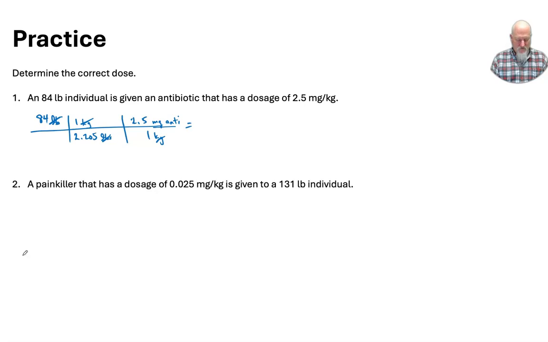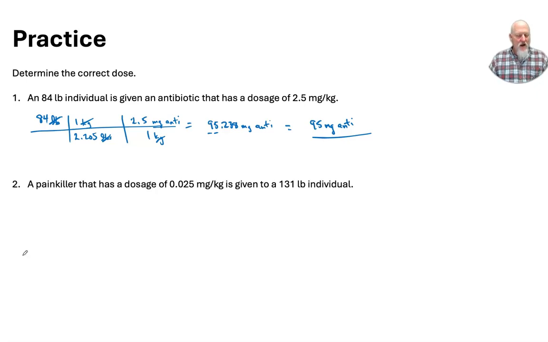So 84 divided by 2.205, right? Because that's in the denominator, times 2.5, because that's in the numerator, 95.238 milligrams of antibiotic. Significant figs, 84 is 2, 2.205 is 4, 2.5 is 2, so I'm going to do 2, 9 and 5. The number after the 5 is a 2, so we're not going to round up. So 95 milligrams of the antibiotic would be our dose.